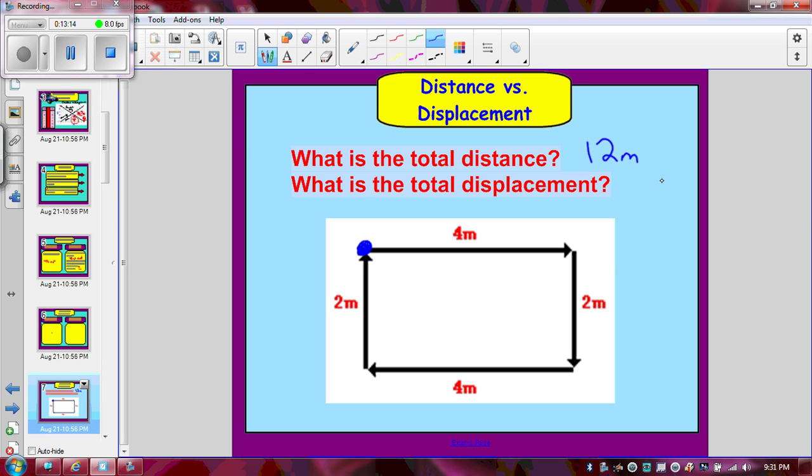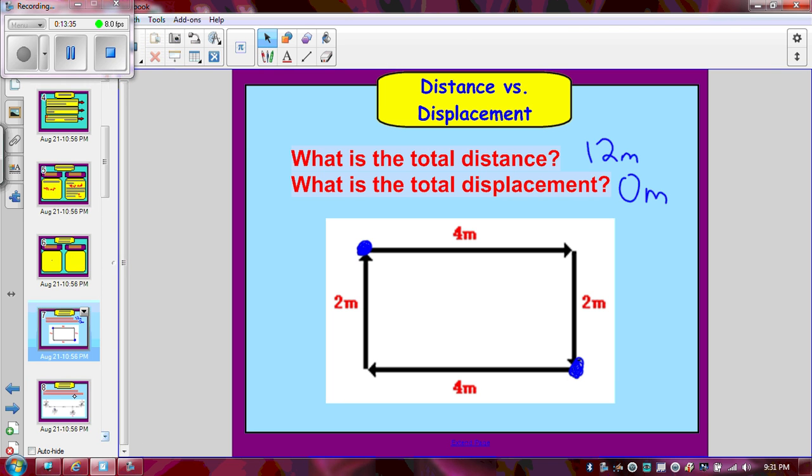So the total displacement for this object happens to be 0 meters. Now you might be wondering, well, what if we had made the origin down here? In this specific example, it doesn't make a difference because the object would still end up at the exact same place that it started. Let's go ahead and look at another example.